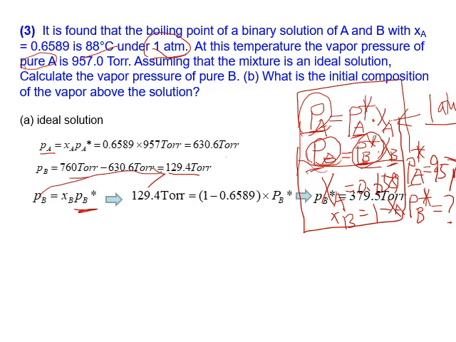So that's question A. In question B, what is the initial composition in the vapor phase? In other words, what is YA, YB in the vapor phase? We have seen this kind of question already, and that's using Dalton's law. In the vapor phase, the mole fraction equals partial pressure divided by total pressure.